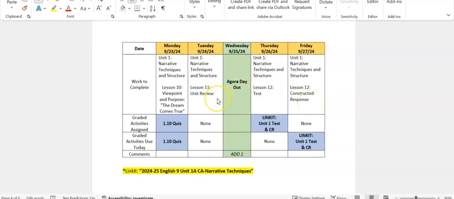So Tuesday the 24th, we will do Lesson 11, which is our unit review. Wednesday the 25th is our ADO. Thursday the 26th, we will start Lesson 12, which is the test.